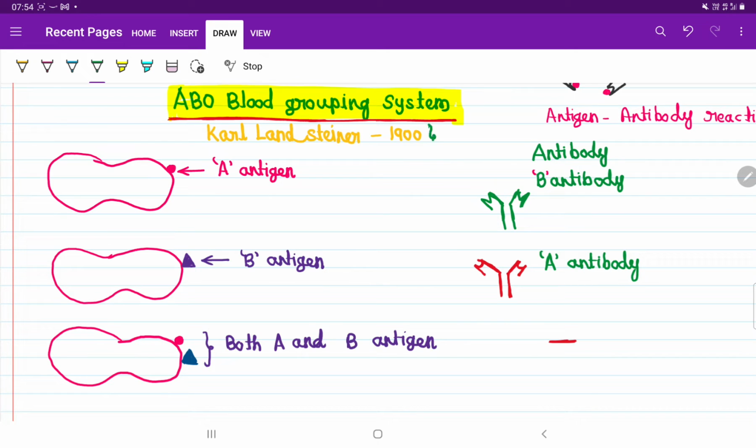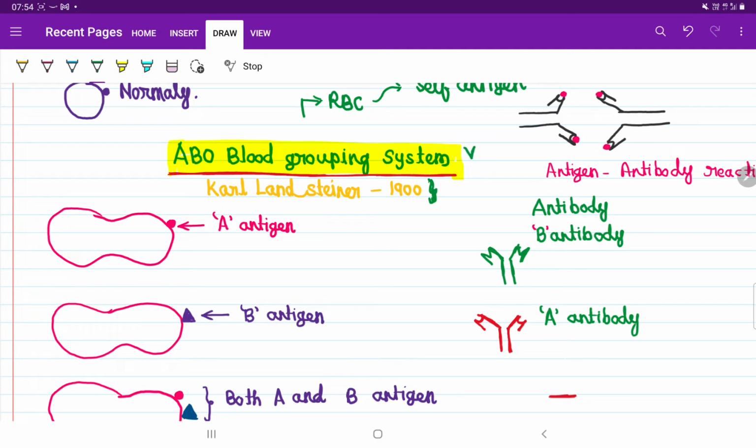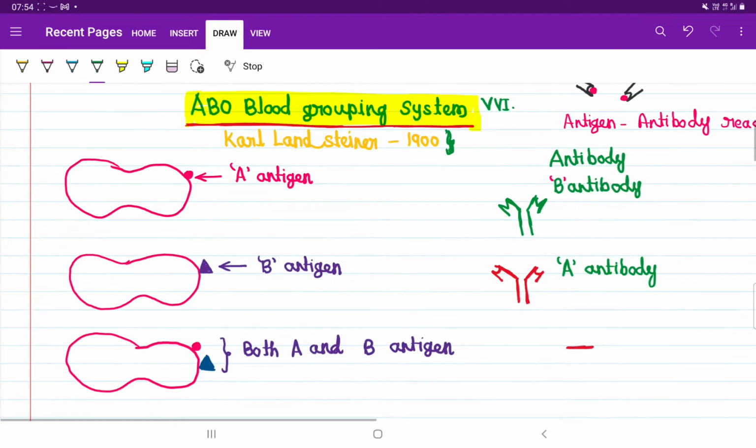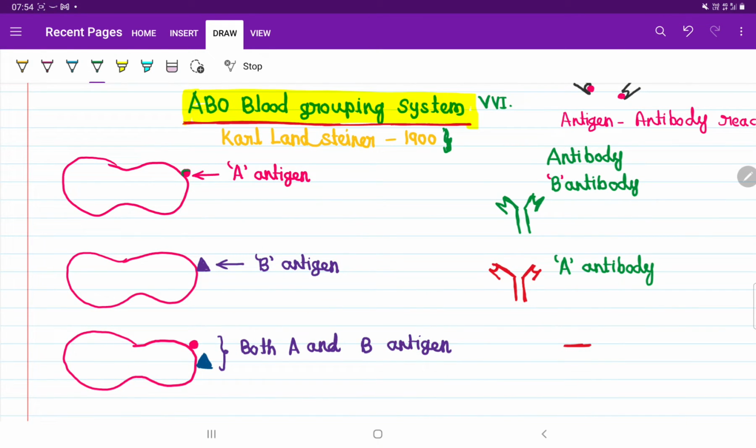Karl Landsteiner gave the first blood grouping system, the very important ABO blood grouping system. In 1900, Karl Landsteiner, when he was studying the red blood cells of humans, observed that on the red blood cell of humans, some specific types of antigens are present. On the basis of antigen only, he gave this blood grouping. If A antigen was present, he said the person had A blood group.